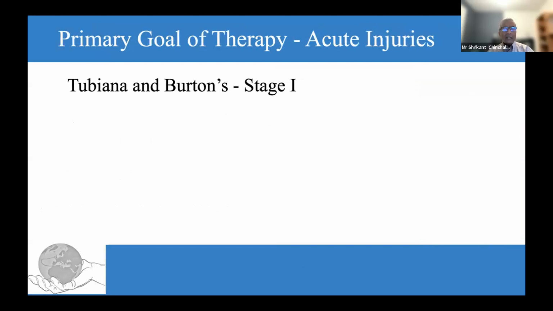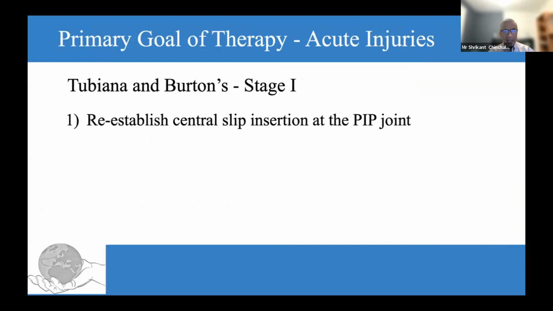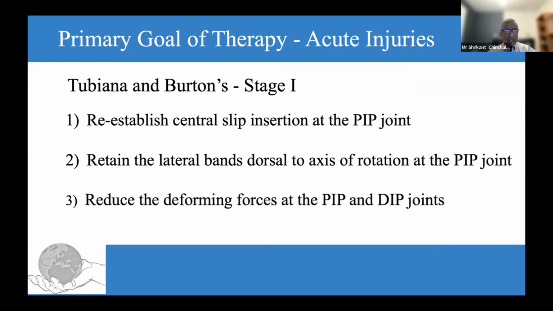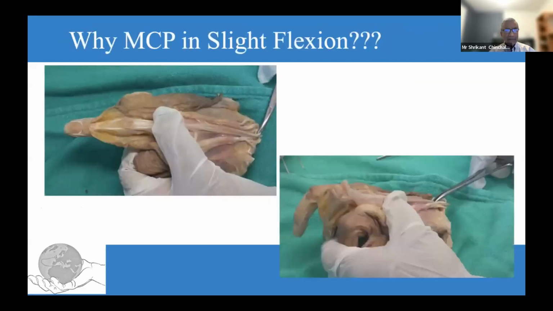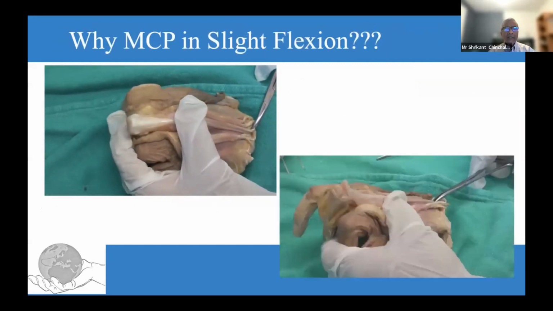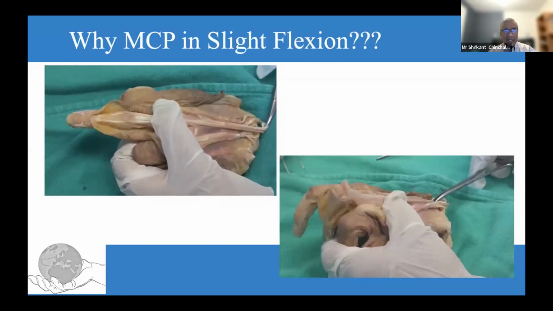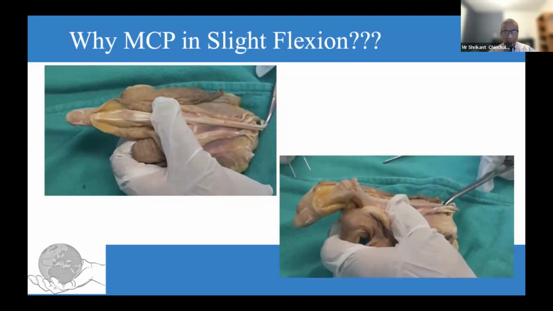So the primary goal of therapy in acute injuries, it's important that we consider Burton's and Tubiana stage 1. The primary goal is, 1, to reestablish central slip insertion at the PIP joint. 2, retain the lateral bands dorsal to the axis of rotation at the PIP joint. And 3, reduce the deforming forces at the PIP and DIP joint. So by placing the MCP joint in slight flexion, we know that the lateral bands will translate above the axis of rotation at the PIP joint.